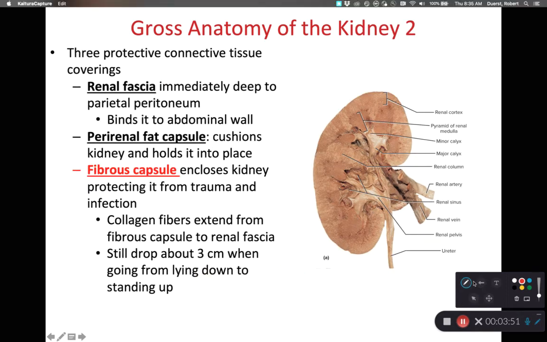Now, as we look at our kidney, the surface of the kidney is going to have some coverings on it to help protect it. The most superficial of them is going to be the renal fascia. And that renal fascia is the super glue, so to speak. It binds the kidney to the posterior abdominal wall to help keep it from shifting around. The next deepest layer is the perirenal fat pad or fat capsule. Peri meaning around the perimeter, renal meaning kidney.